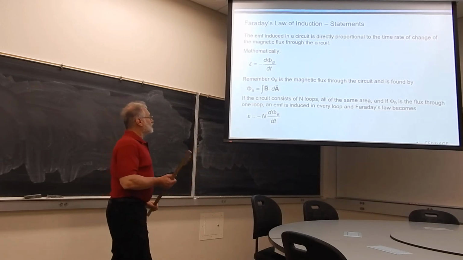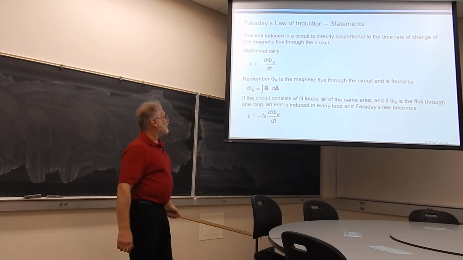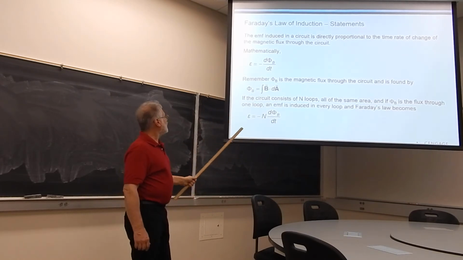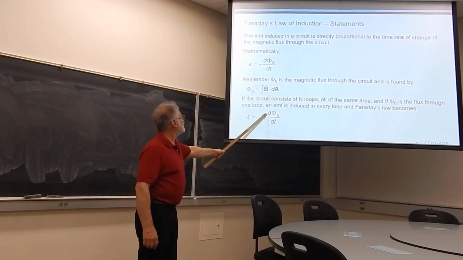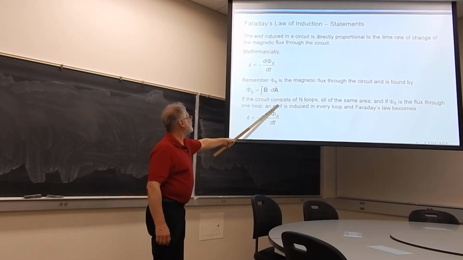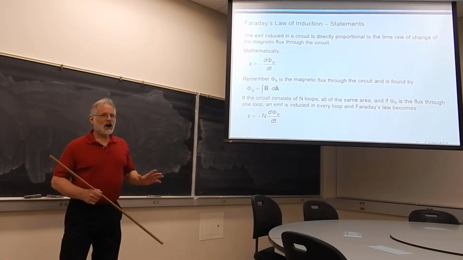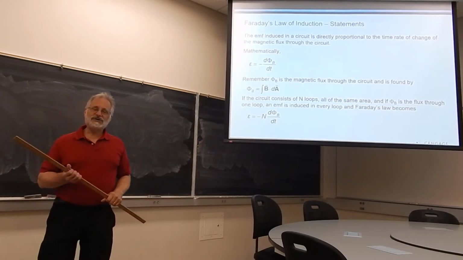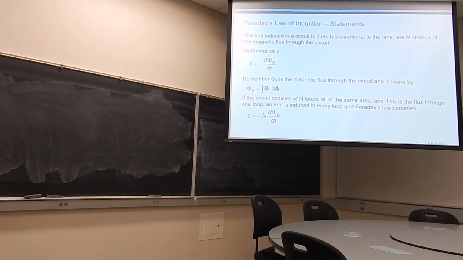To be more exact, if I have n loops of wire, all of the same area, then I can write my induced EMF is equal to negative n times the time derivative of the magnetic flux. Notice there's a negative sign in there. We're going to talk about that. That is a non-trivial negative sign that we should just keep in the back of our mind for now. We'll talk about why it has to be that way in a little bit.